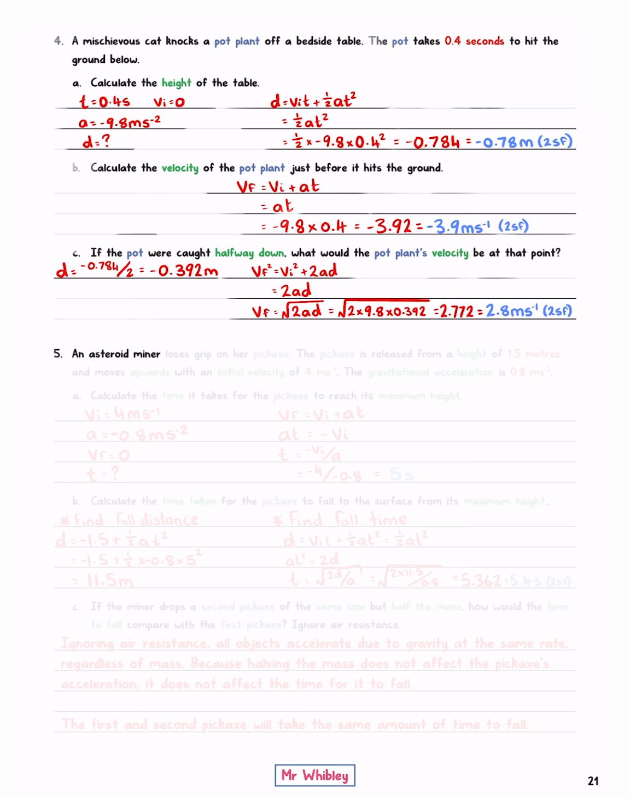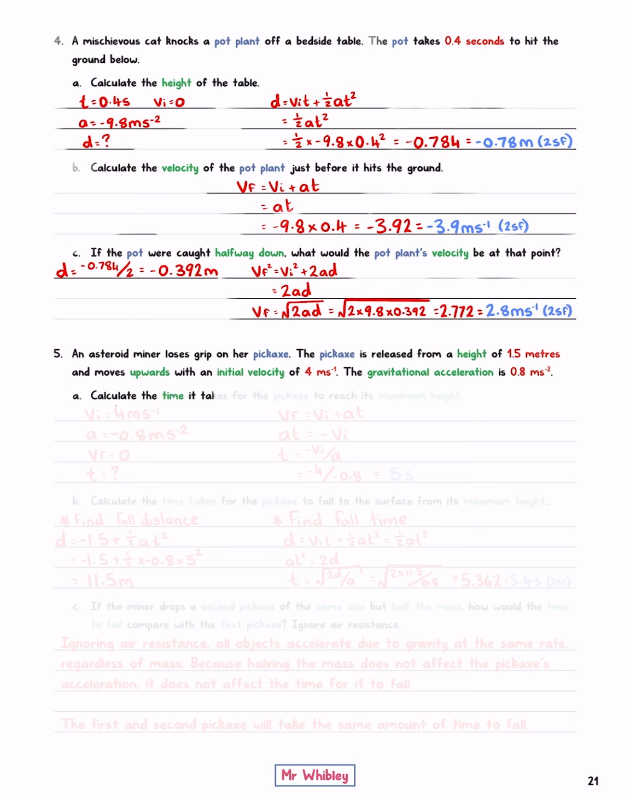Question 5. An asteroid miner loses grip on her pickaxe. The pickaxe is released from a height of 1.5 meters and moves upwards with an initial velocity of 4 meters per second. The gravitational acceleration is 0.8 meters per second squared.